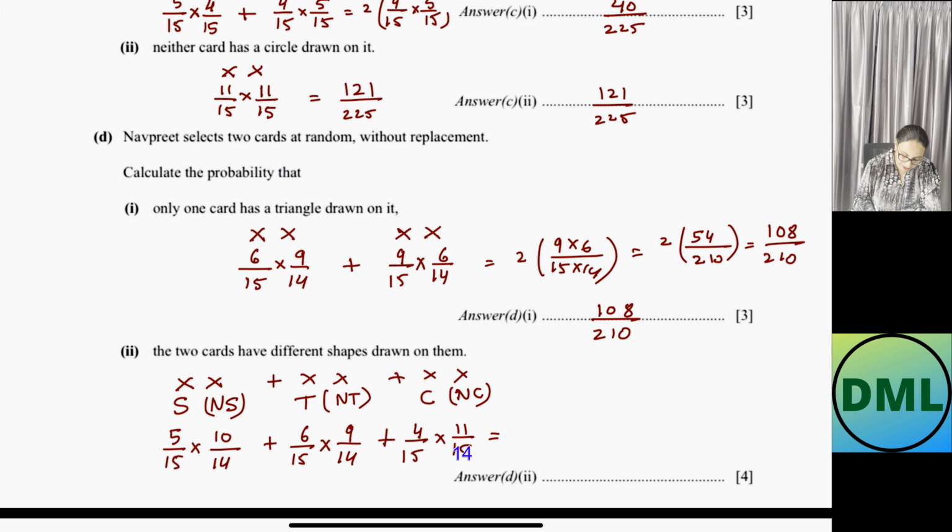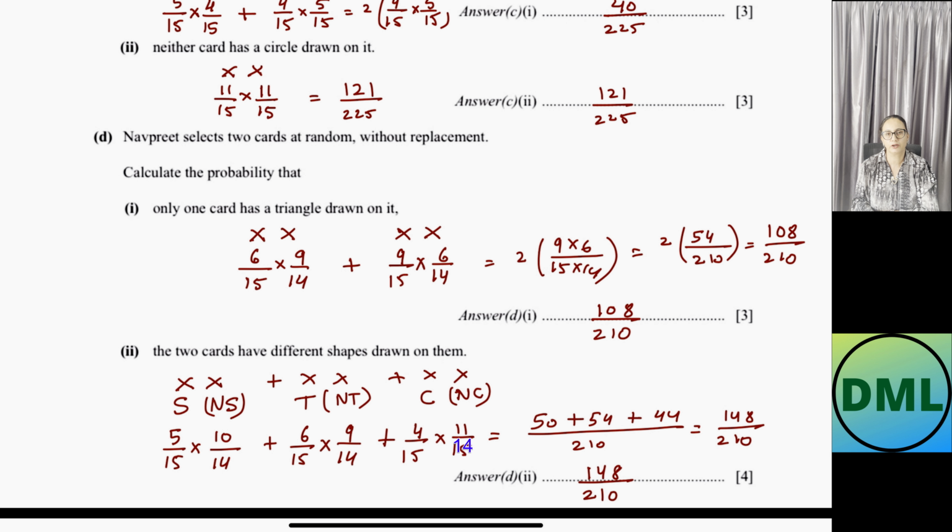Solve this here. 5 times 10 is 50. 9 times 6 is 54. Plus 11 times 4 is 44, divided by 15 times 14, which is 210. If I add it, my answer will be 148 over 210. So this answer is written as 148 over 210. This is the first method of solving this question.